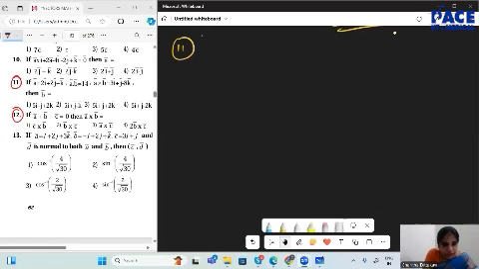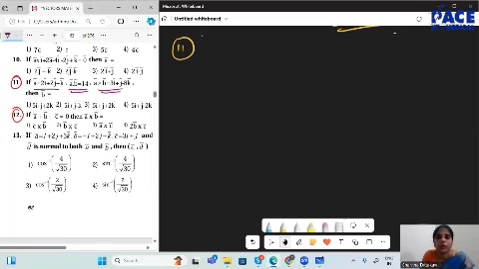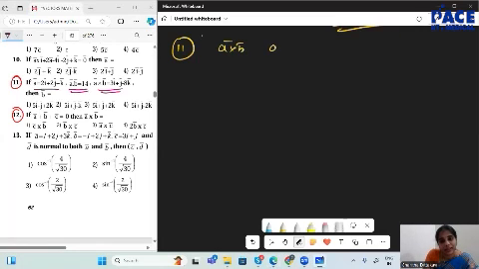Question number 11 here. You are given vector A dot B, and A cross B is another vector, also given to you. The question is to find B. Now, how do I find this? Observe carefully. What is the relationship between A cross B and A dot B?